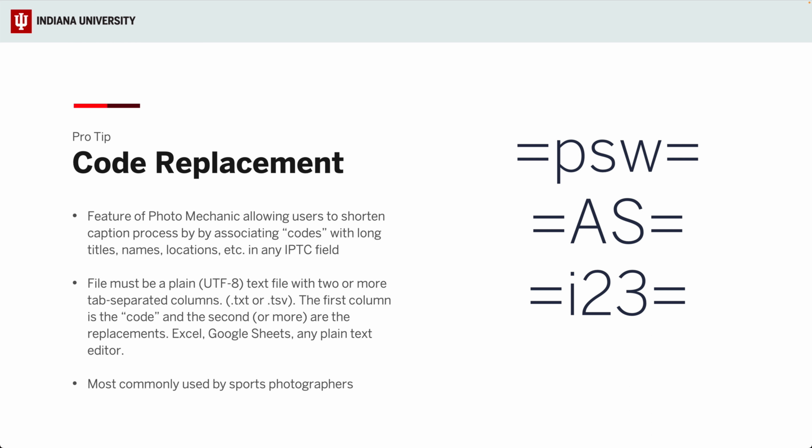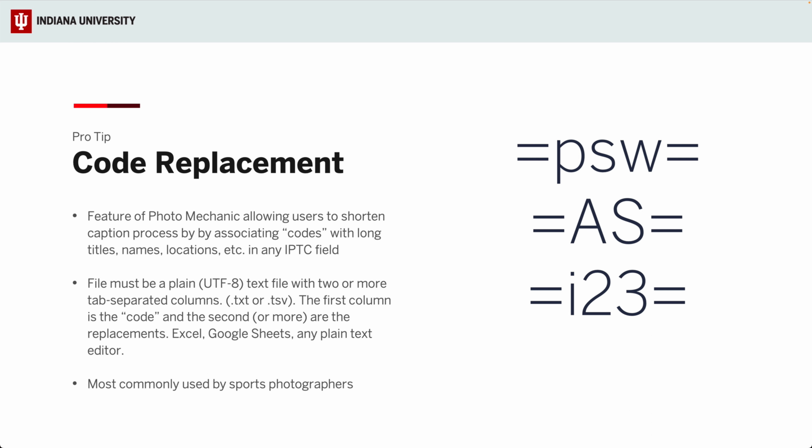Next pro tip feature is code replacement. It's a feature of Photo Mechanic allowing users to shorten the captioning process by associating codes with long titles, names, locations, etc. in any IPTC field. And I will actually walk through later in the demo how to create one from scratch. I'll do a very basic one to show you guys the cadence of how you would need to set it up.